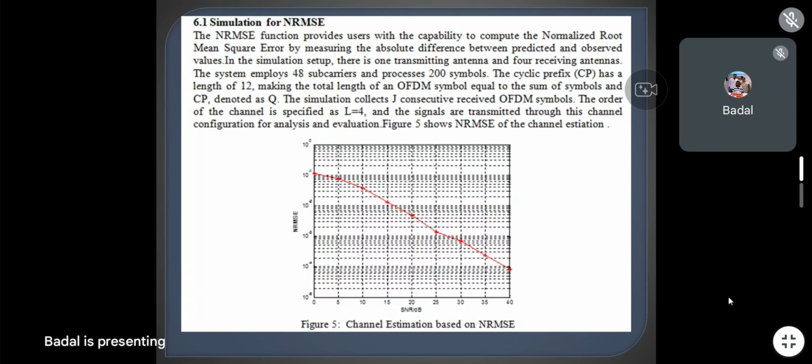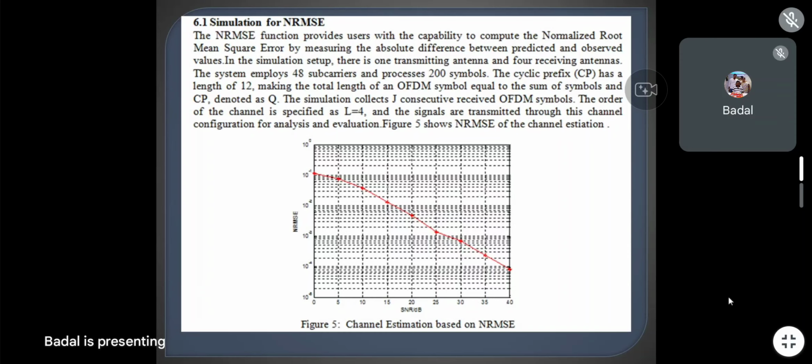The NRMSE function provides the capability to compute the normalized root mean square error by measuring the absolute difference between predicted and observed values. In the simulation setup, there is one transmitter antenna and four receiving antennas. The symbols employ 48 subcarriers and process 200 symbols. The cyclic prefix CP has a length of 12, making the total length of the OFDM symbols equal to the sum of symbols and CP, denoted as Q.